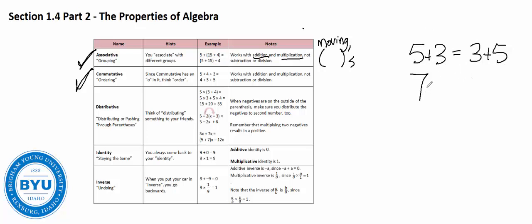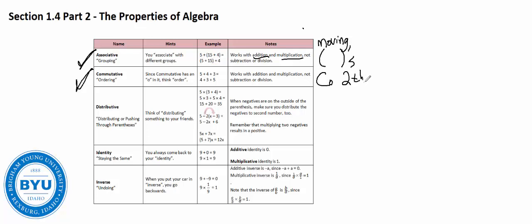Works for multiplication as well. 7 times 5 is the same as 5 times 7. That's the commutative property of multiplication. Good. Remember, that has 2 things, switching order. Okay. Associative, we move parenthesis. In commutative, we change the order.